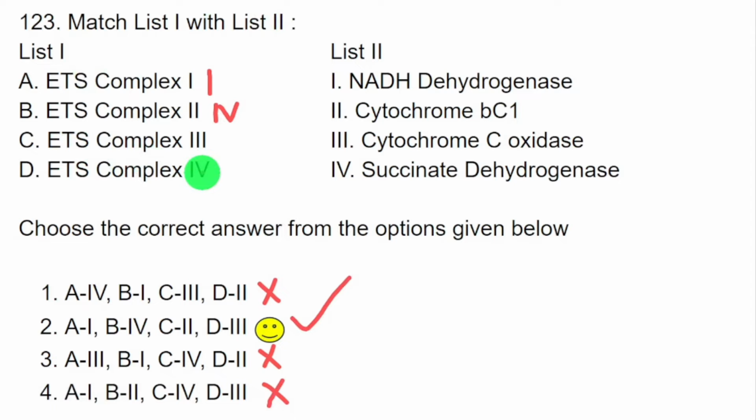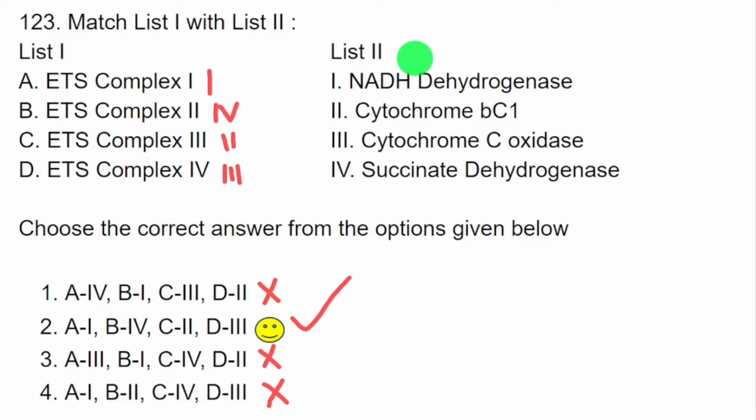ETS complex 3 is cytochrome C oxidase? No, it is BC1. This is also known as cytochrome C reductase. So C is 2. Yeah, C is 2 here. And complex 4 is cytochrome C oxidase. This is 3.